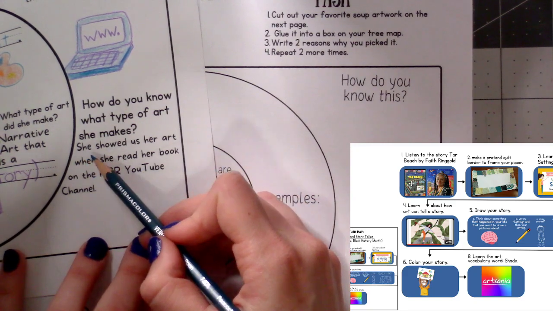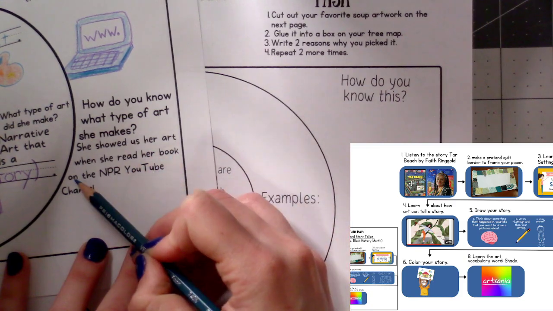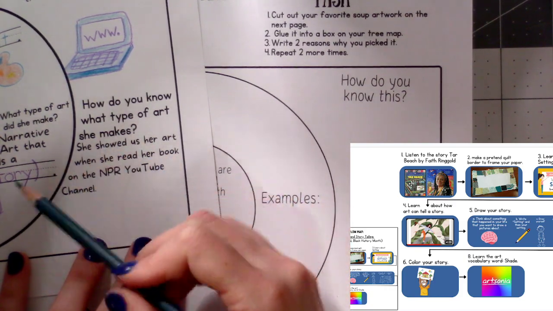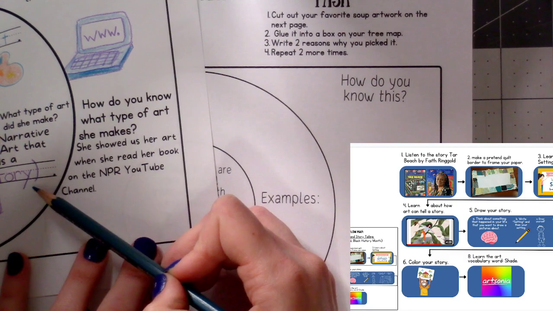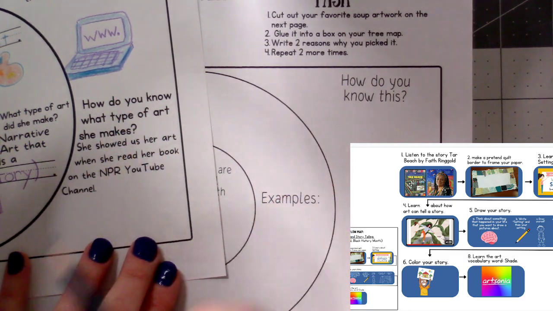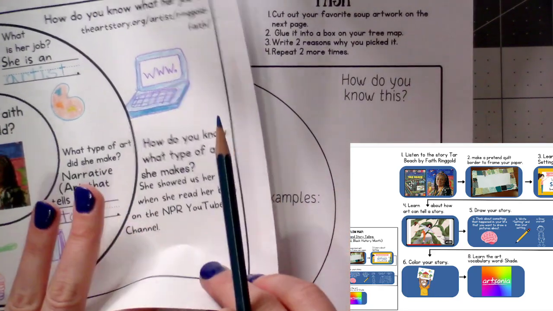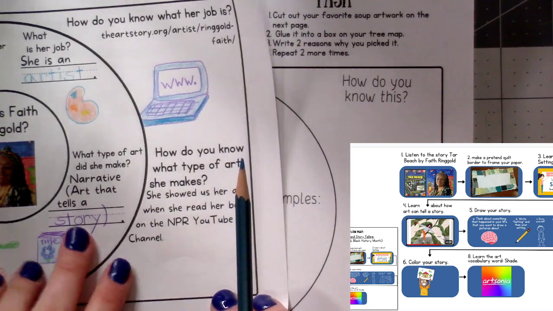So I wrote this for you. It says, she showed us her art when she read her book on the NPR YouTube channel. So we found out that her art tells a story because she read us her story and she drew all the pictures for her story. So you just have to draw a picture that says that with your pictures.